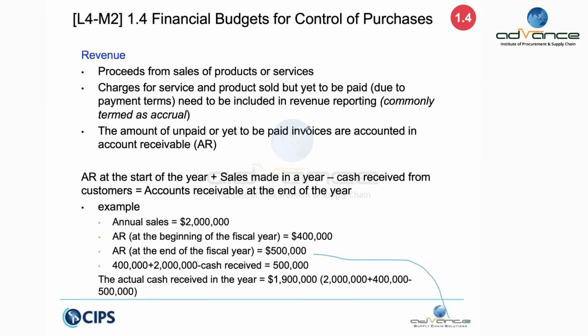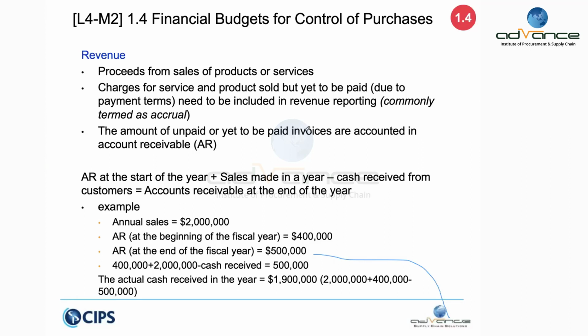Revenue is proceeds from the sale of goods and services. Charges for services and products sold but yet to be paid will be included in accrual account receivable. Let's say you have issued an invoice to the customer, but the customer has not paid yet. That will be an account receivable. Once the customer pays, it becomes your cash in the bank. So how much cash you received in a year, cash is physical. Account receivable is paper money, invoice. You have only raised an invoice, you have not yet got the cash. The account receivable at the start of the year plus the sales made in a year minus cash received from the customers is equal to account receivable at the end of the year.